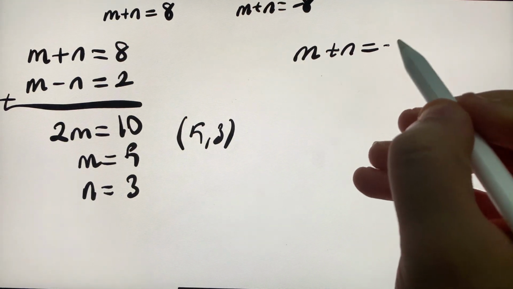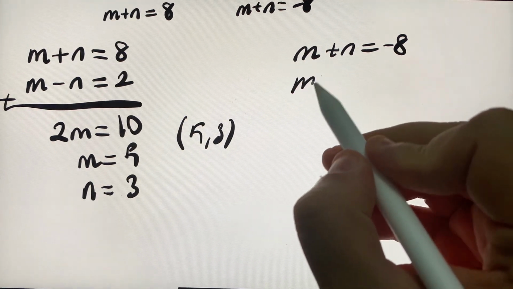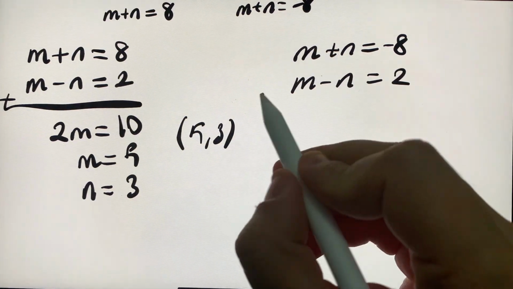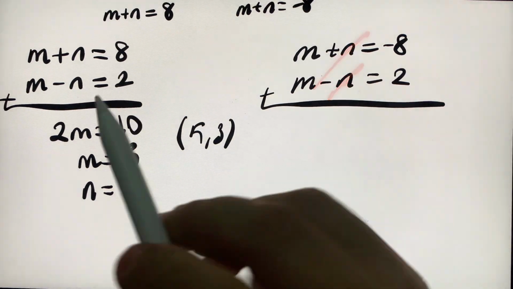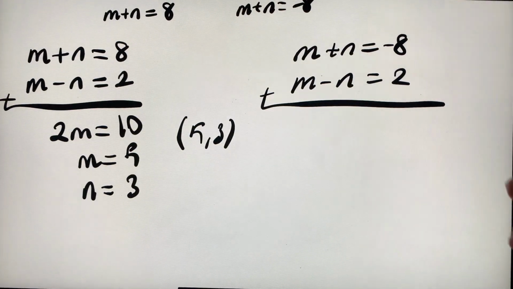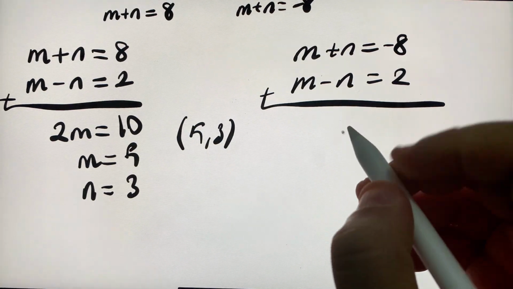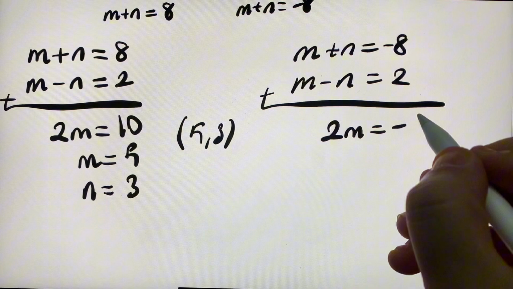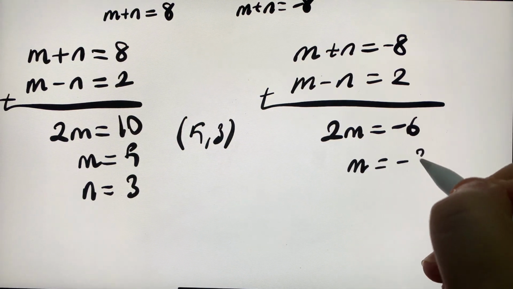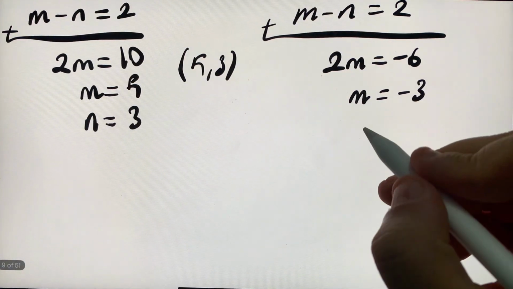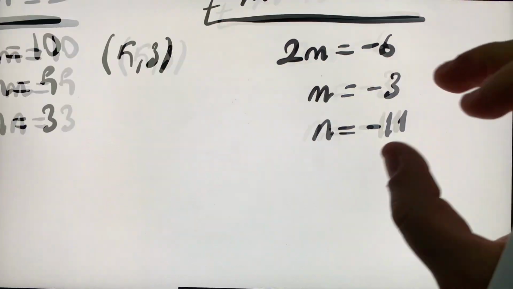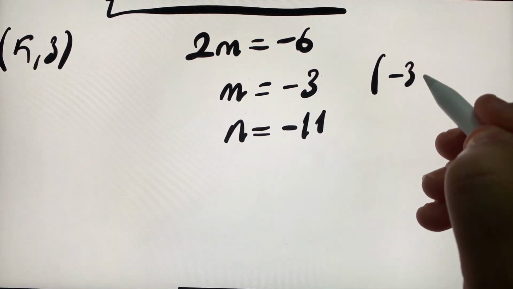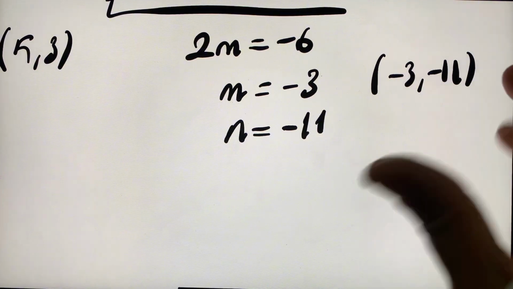Now let's examine the second situation. Let's say m plus n is negative 8, and m minus n is also 2. I'm adding them again. See, if you pay attention again, they will cancel each other. What will remain? 2m equals minus 6. The value we call m will come as minus 3. If m is minus 3, in the expression we find n is minus 11. So here, we found minus 3 and minus 11 as our values.